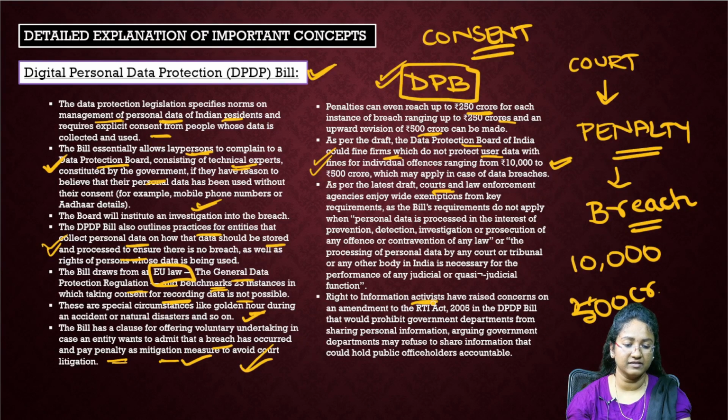And RTI activists have raised concerns on the amendment to the RTI Act of 2005. This would prohibit government departments from sharing personal information, arguing that government departments may refuse to share information that could hold public officers accountable. So on the other hand, Right to Information activists say that after this particular bill has come up, government officials and government departments may refuse to share the information. So this is one concern of the RTI activists.